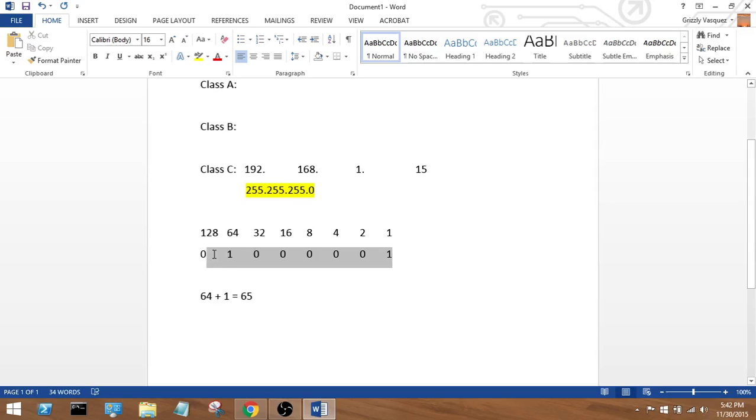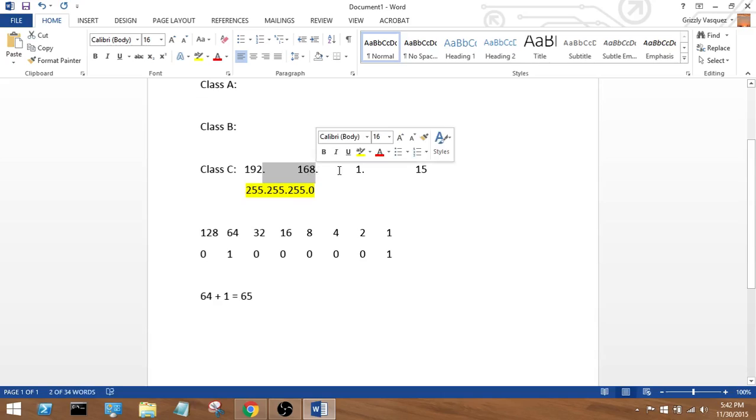All right, and since there's 8 of them right here, this is 1 byte of information, or 8 bits. Here's another 8 bits here. Here's another 8 bits here, and here's another 8 bits here. Okay, but when we call these, we call them octets. So this is the first octet, second octet, third octet, fourth octet.